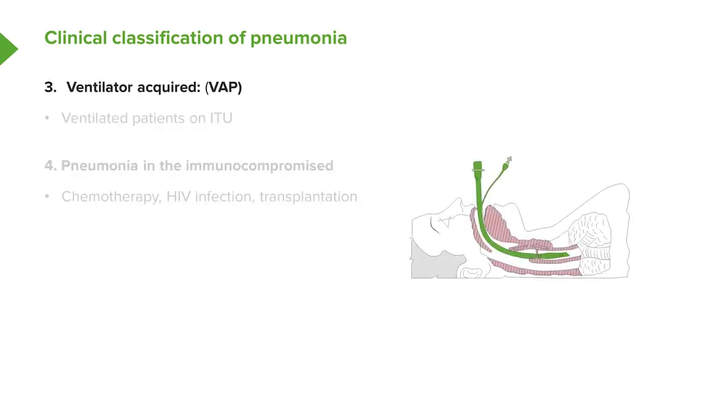A third form of pneumonia is ventilator-acquired. That's basically a subtype of hospital-acquired pneumonia, but it means that this is pneumonia in patients who are on the intensive care unit being ventilated with an endotracheal tube inserted. And they are susceptible to pneumonia because the ET tube, the endotracheal tube, bypasses quite a lot of the normal immune mechanisms for preventing infection.